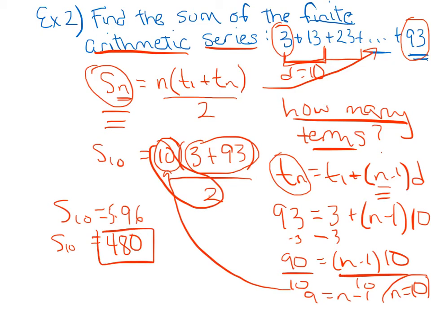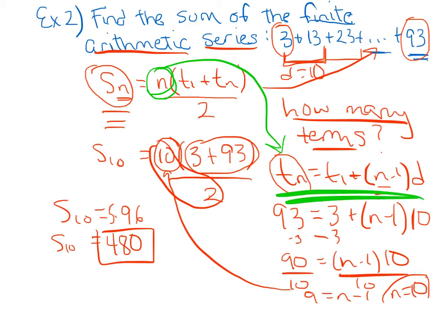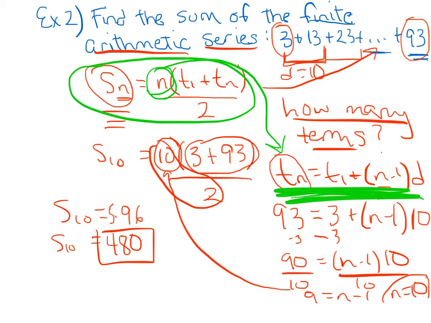So just to review, in this problem, I had to go and find n, the number of terms. And to do that, I had to go back to my term formula. So in both examples, if you remember, we had to use this term formula. So even though we're now adding up terms and we need this series formula, we still need our old formula for finding terms.